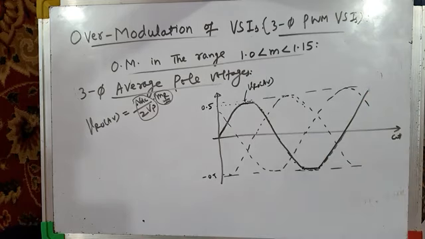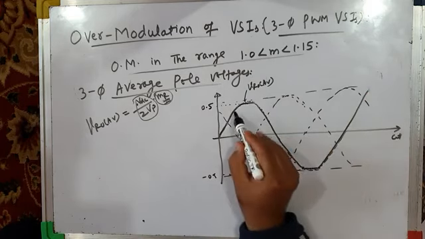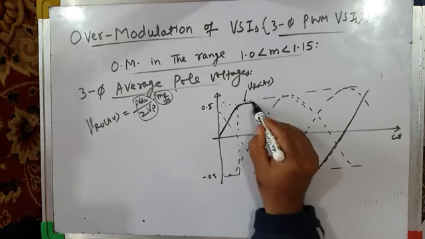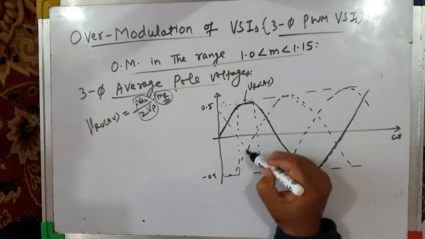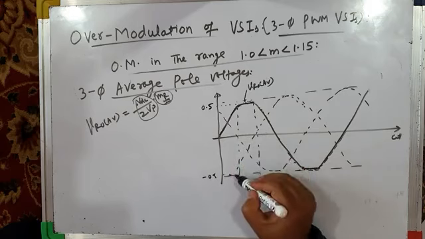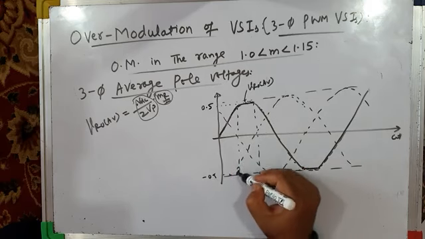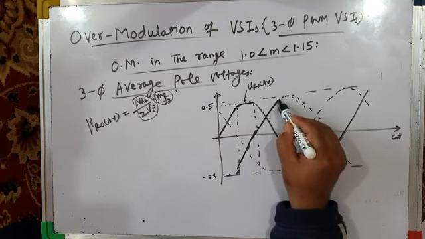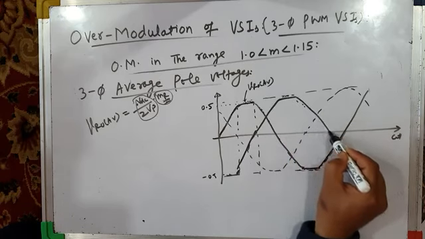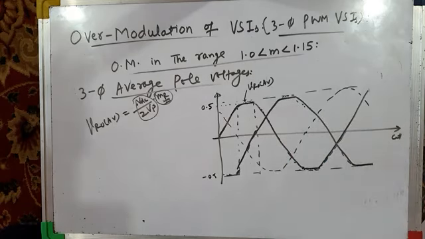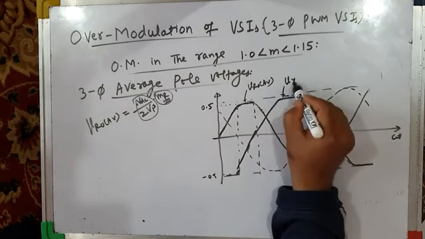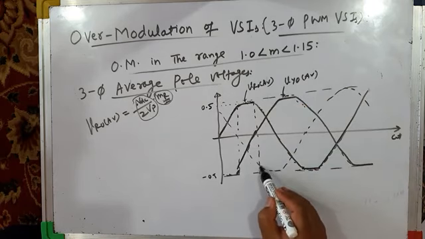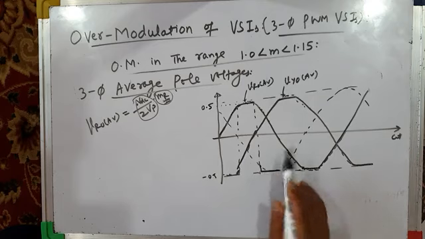Okay, this is MR, VRO average, pole voltage VRO. VYO average will be like this. Pulse dropping near the peak because of over modulation. This is your VYO average pole voltage VYO, and average pole voltage VBO, something like this.